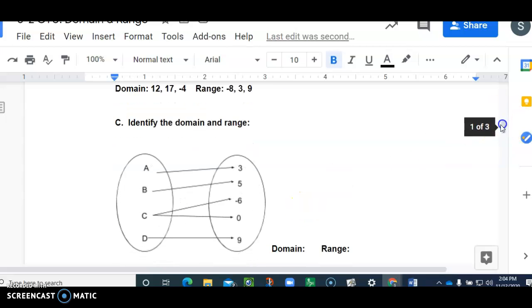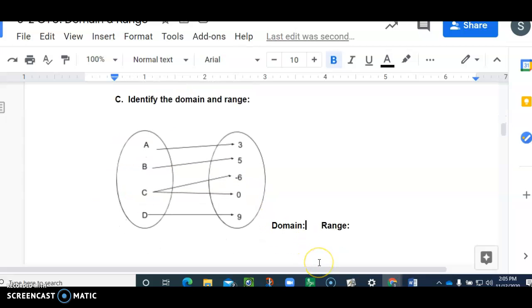Okay, for B and C, this is the mapping. So what is the domain? Again, the domains are A, B, C, and D. And then the range, you just list them: 3, 5, -6, 0, and 9.